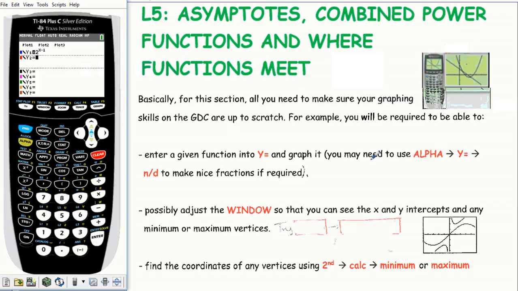Y equals is where you go to start to put in the graphs. You'll probably be required to adjust a window. Like, imagine I graph that. Oops, pressed the wrong button. So I graph that. Quite often you might be required to adjust a window if there's a nice exponential function. Maybe I need to adjust the window to see it a bit higher. So remember window. If I need to see a bit higher up on the graph, I need to make my y max bigger. So you might need to adjust your x min, x max, y min, y max quite a bit.